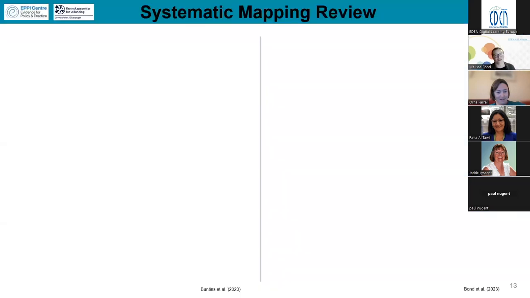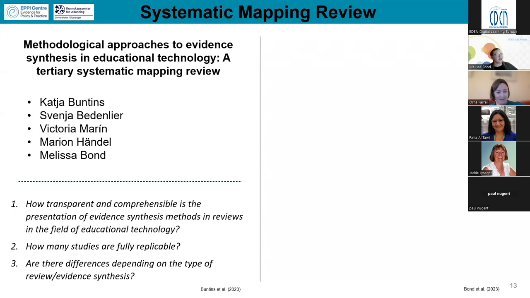And because of my interest in this, as part of a couple of reviews that we've done, we recently undertook a systematic mapping review exploring the use of digital evidence synthesis tools by researchers who had themselves published some form of evidence synthesis. So to do that, we compared two different reviews that we've undertaken. We undertook one review looking at the methodological approaches to evidence synthesis in EdTech, and that's been accepted and should be published any day now, which is really exciting.